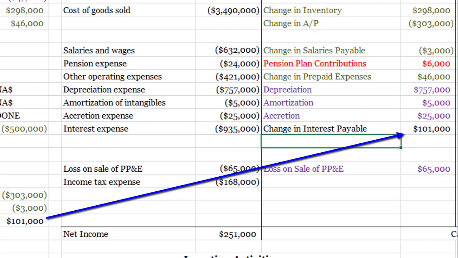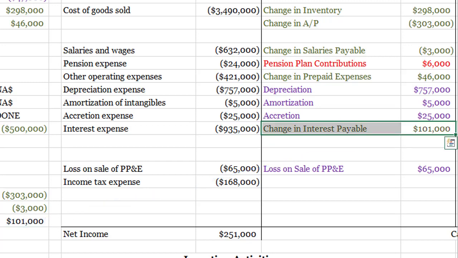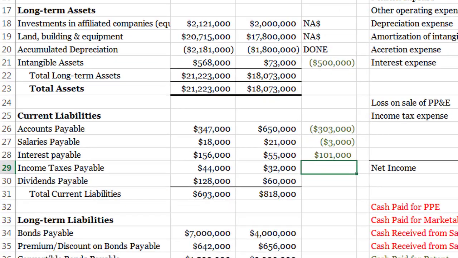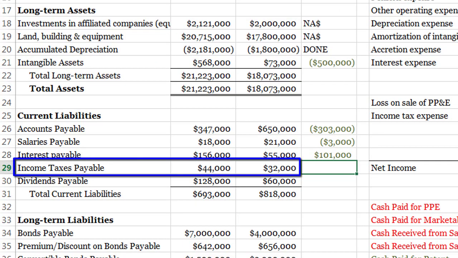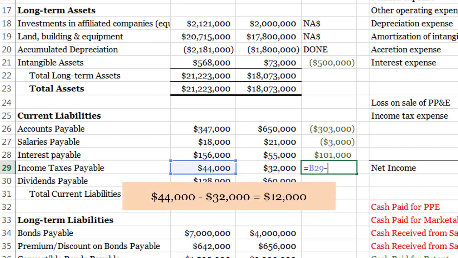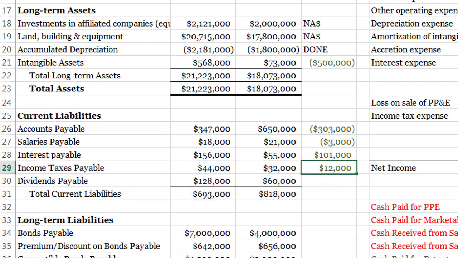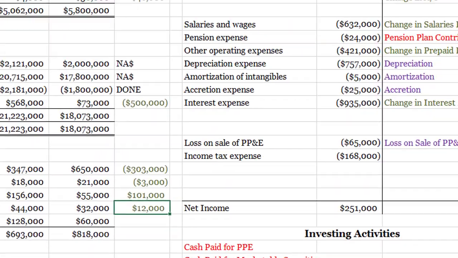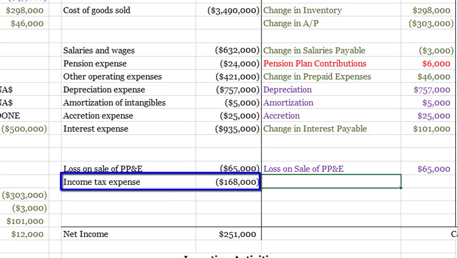So our cash actually paid in interest is a lot lower than what we're showing as interest expense. Next, we've got income tax payable. And again, same basic process applies. We owe the government even more money than we did in the past. So of this income tax expense, there's a bunch of it we haven't sent a check in for yet.